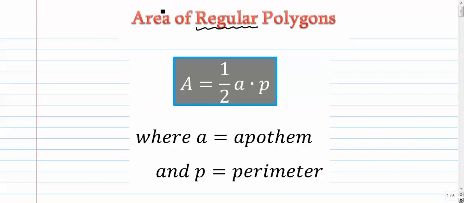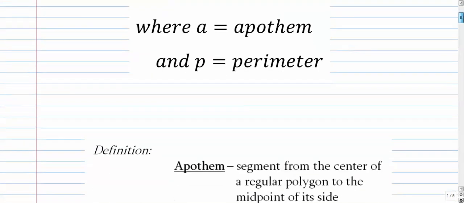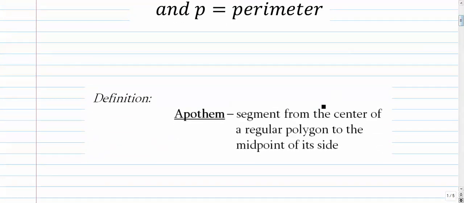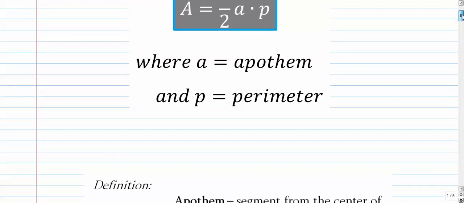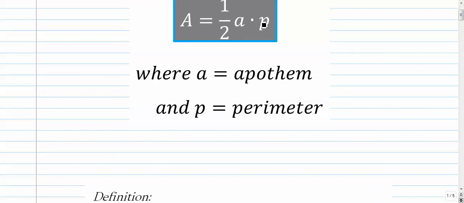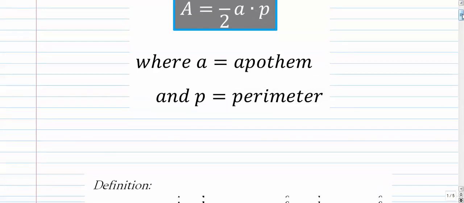So the word apothem is basically defined as the segment from the center of the regular polygon to the midpoint of its side. The segment from the center of the regular polygon to the midpoint of its side. And we're going to use that right up in this formula, right? It's 1/2 times that times the perimeter of the polygon. So let's do some examples.